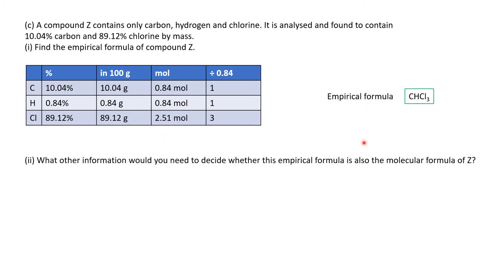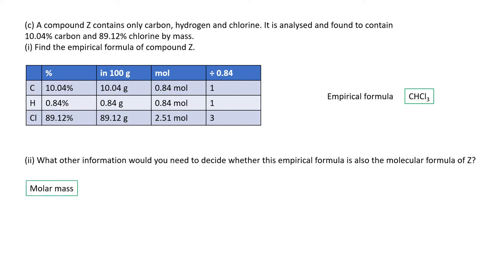Now, that's the empirical formula. What we don't know is whether this is also the molecular formula, because the empirical formula is just the ratio. So the molecular one could be CHCl3, C2H2Cl6, C3H3Cl9, and so on. In order to determine the molecular formula, in other words which multiple of the empirical formula, we'd need to know the molar mass.